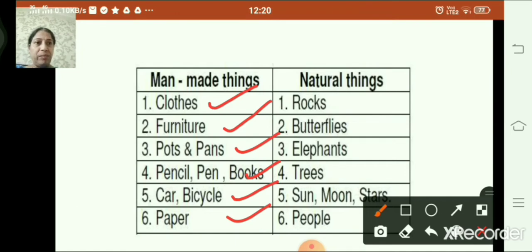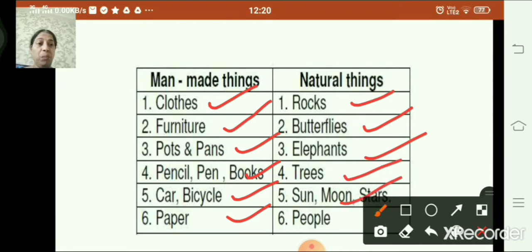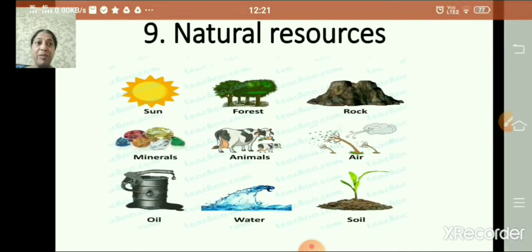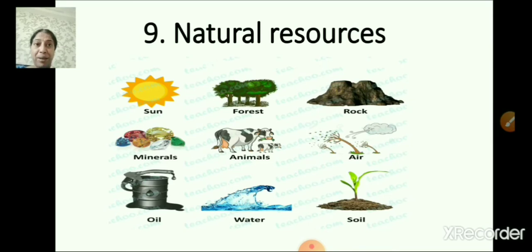Natural things: rocks, butterflies, elephants, trees, sun, moon, stars and people. All these are natural things. Okay. So natural things are available in nature, whereas man-made things are created by man. Is it clear, children? So children, today we are going to learn lesson number 9, natural resources.